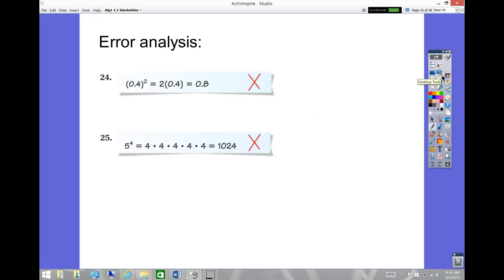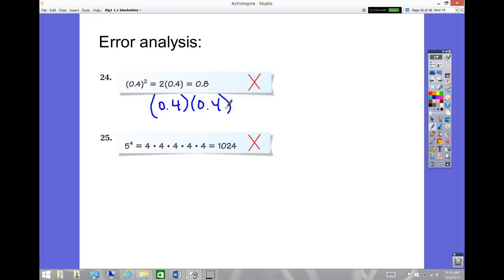Okay, now look at these two. These come from the homework section. We're not doing these problems in particular, but what do you see wrong here? I mean, the name of the section was error analysis, so obviously there's something wrong here. This says 0.4 to the second power, right? The base is 0.4, the exponent is 2. Does that equal 2 times 0.4? Right? 2 times 0.4 is really like saying 0.4 plus 0.4. Is that what it really means to raise something to the second power? No, right? It should have been 0.4 times 0.4.